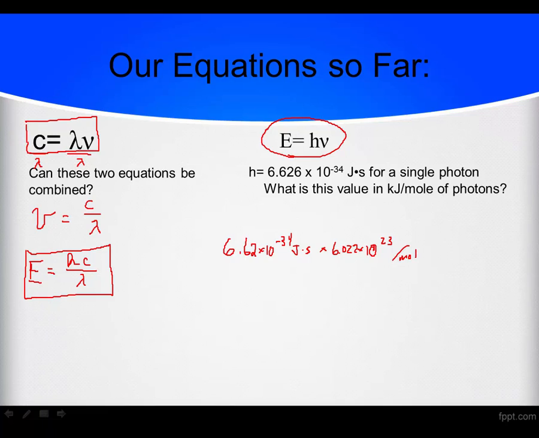That's going to come up with a pretty big number, but here's the thing. We don't want it in joules per mole. We want it in kilojoules per mole. How do we convert from joules to kilojoules? We're going to divide the whole thing by 1,000. What this is going to do is give us units of kilojoule seconds per mole.